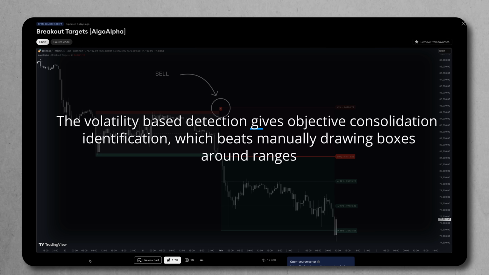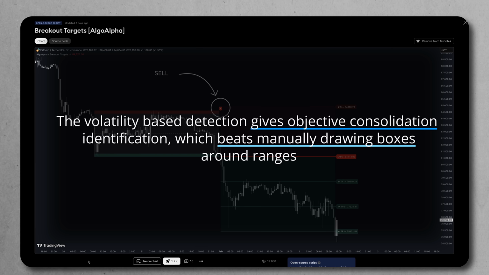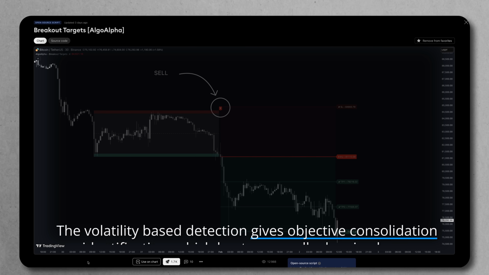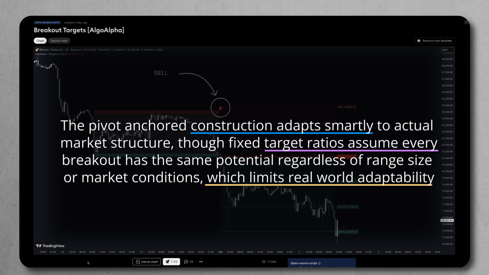The volatility-based detection gives objective consolidation identification, which beats manually drawing boxes around ranges. The pivot-anchored construction adapts smartly to actual market structure. However, those fixed target ratios assume every breakout has the same potential regardless of range size or market conditions, which limits real-world adaptability.